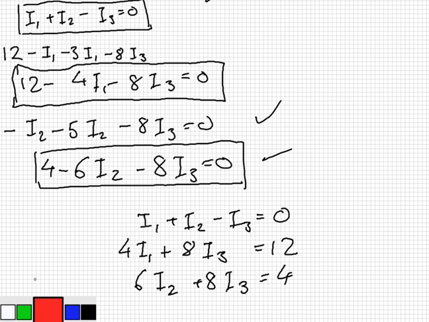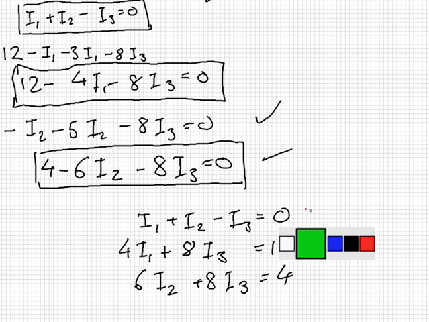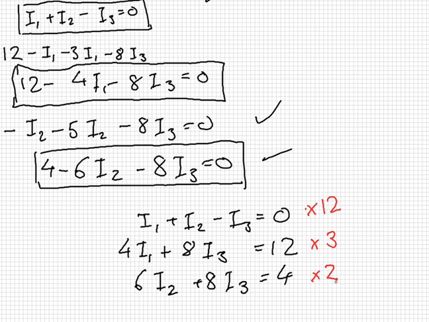Right, now before we solve this, we need to think about what we're going to do. So for example, what I think I will do is I'll multiply, hang on, let me think, yeah, I'll multiply this one by 12, this one by 3, and this one by 2. Now if I do that, I get 12I1, oh no, sorry, I don't have I1 there, sorry.